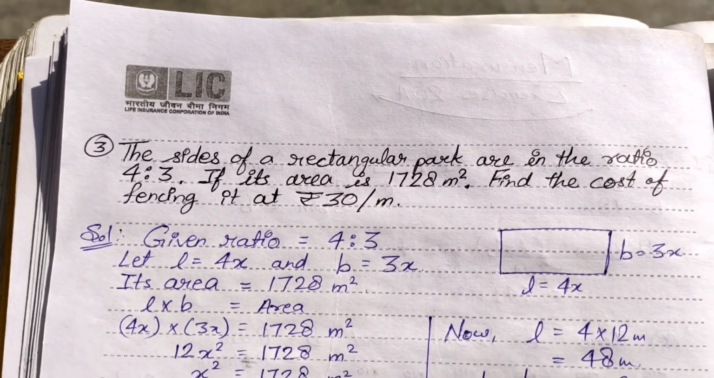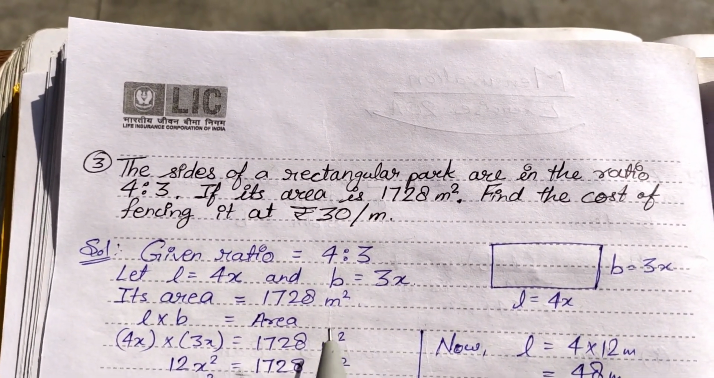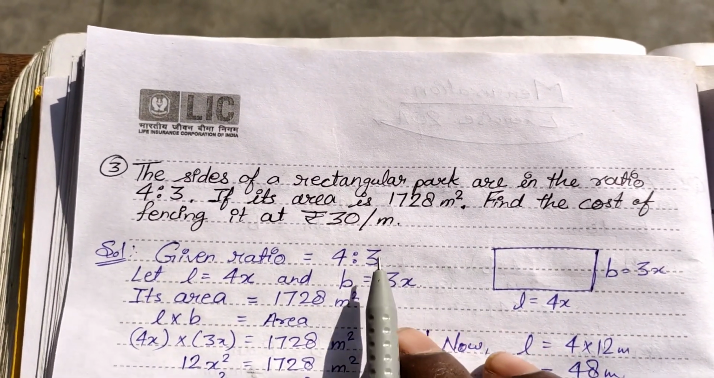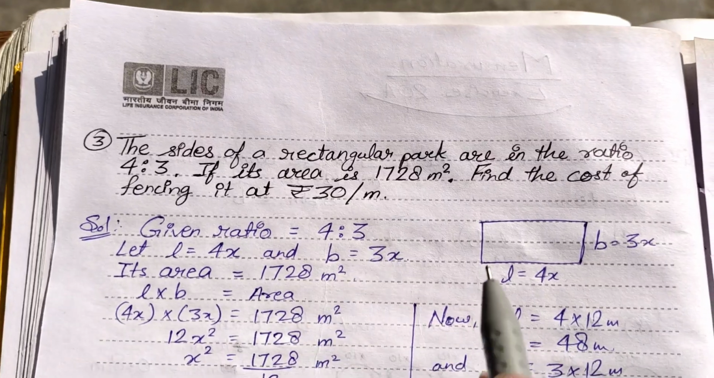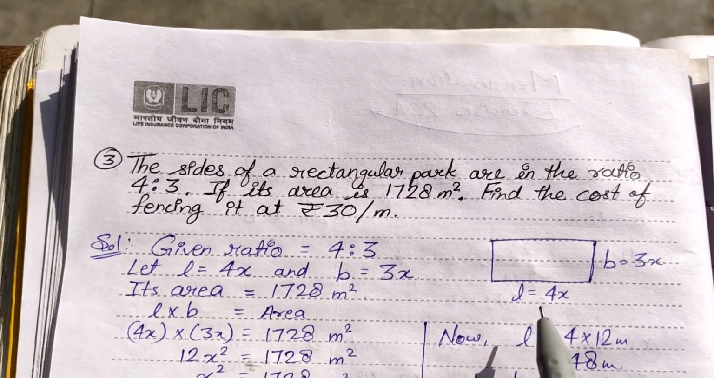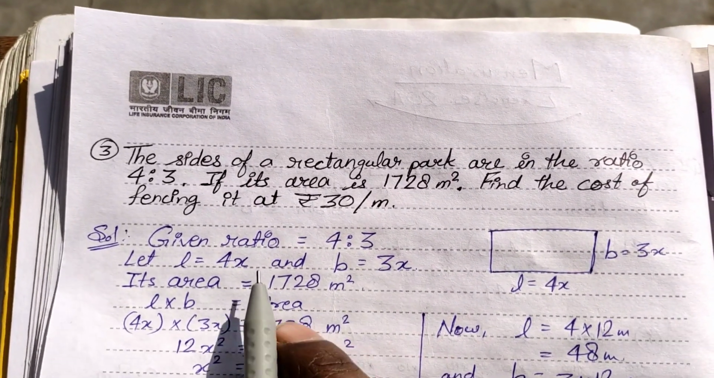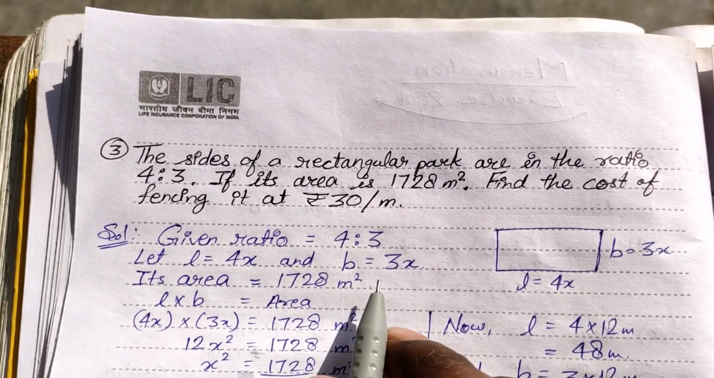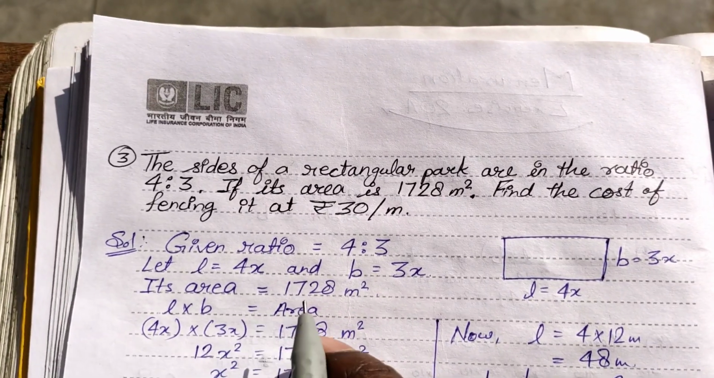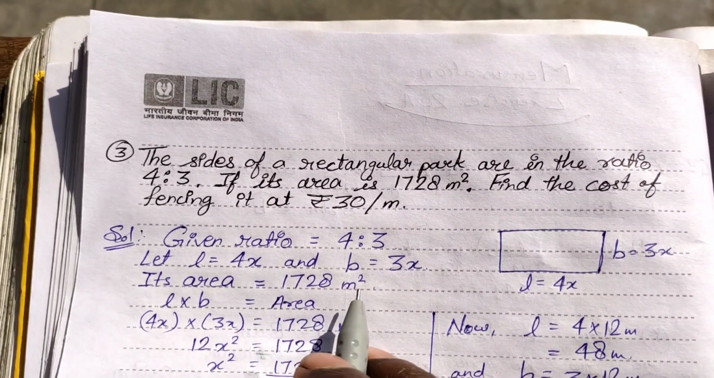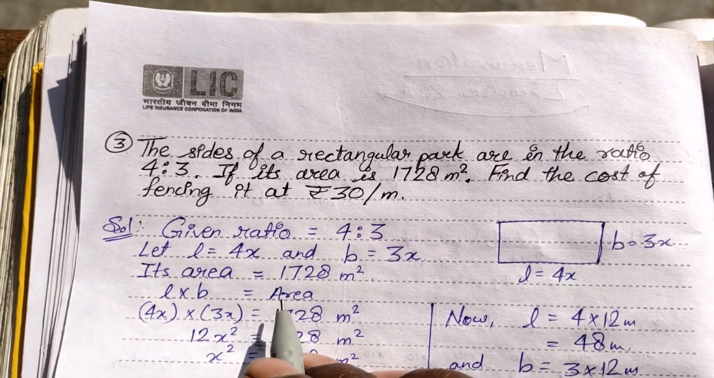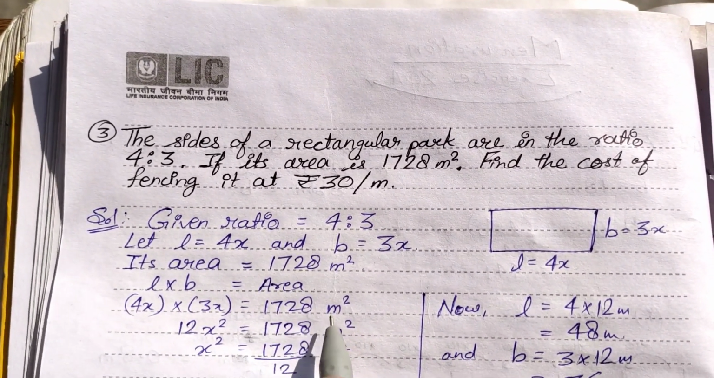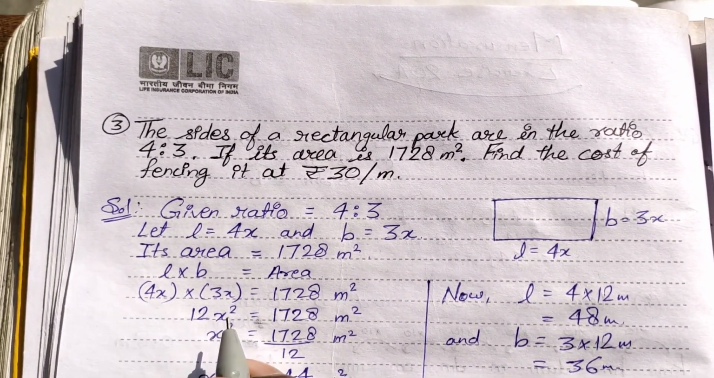Question number 3. The sides of a rectangular park are in the ratio 4:3. If its area is 1728 meter square, find the cost of fencing it at rupees 30 per meter. So here in the figure we have length and breadth in ratio. So given ratio is equal to 4:3, so let length is equal to 4x and breadth is equal to 3x. Its area is given, area is 1728 meter square. We know that area is equal to length into breadth, so put the value, length 4x, breadth 3x, area 1728 meter square. Now we have to find the value of x from here.